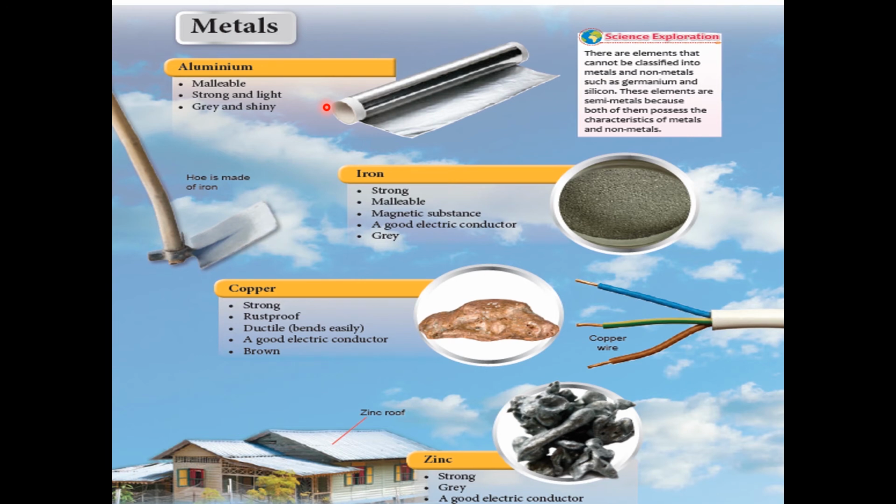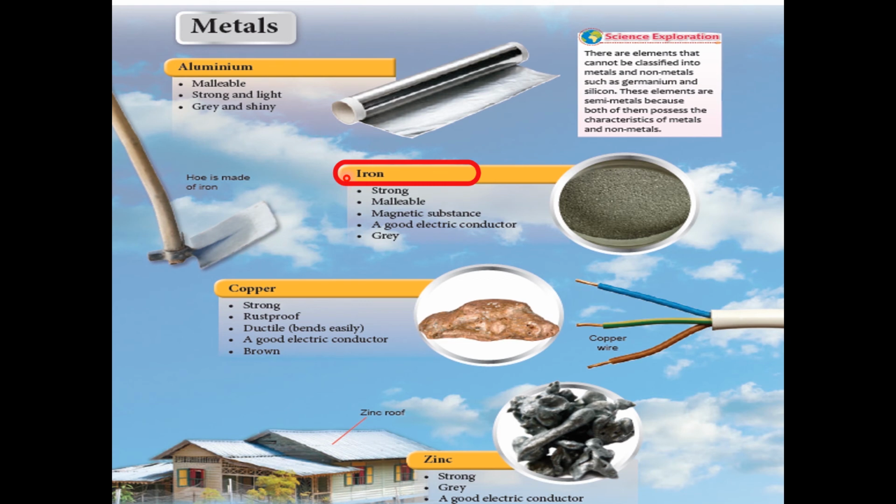Next, let's look at some examples of metals with their characteristics and uses. Aluminium. Aluminium is a grey and shiny solid, strong and light, ductile, malleable, a good conductor of electricity and heat, and highly resistant to corrosion. Aluminium is used to make aluminium foils, food and drink cans, kitchen utensils, aircraft parts, and high voltage power lines.